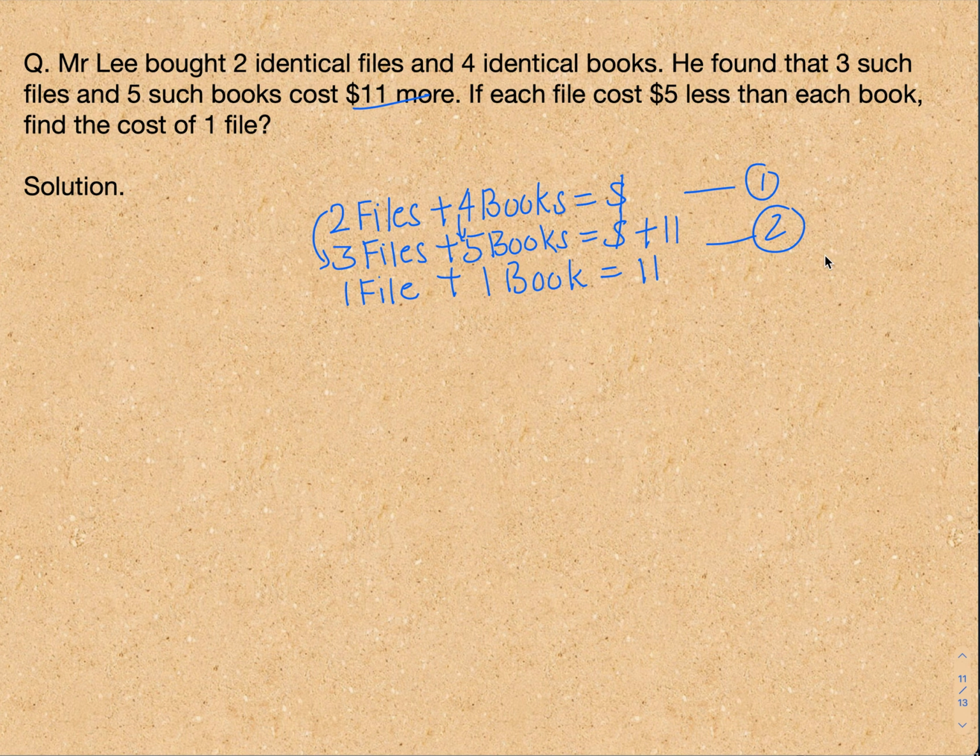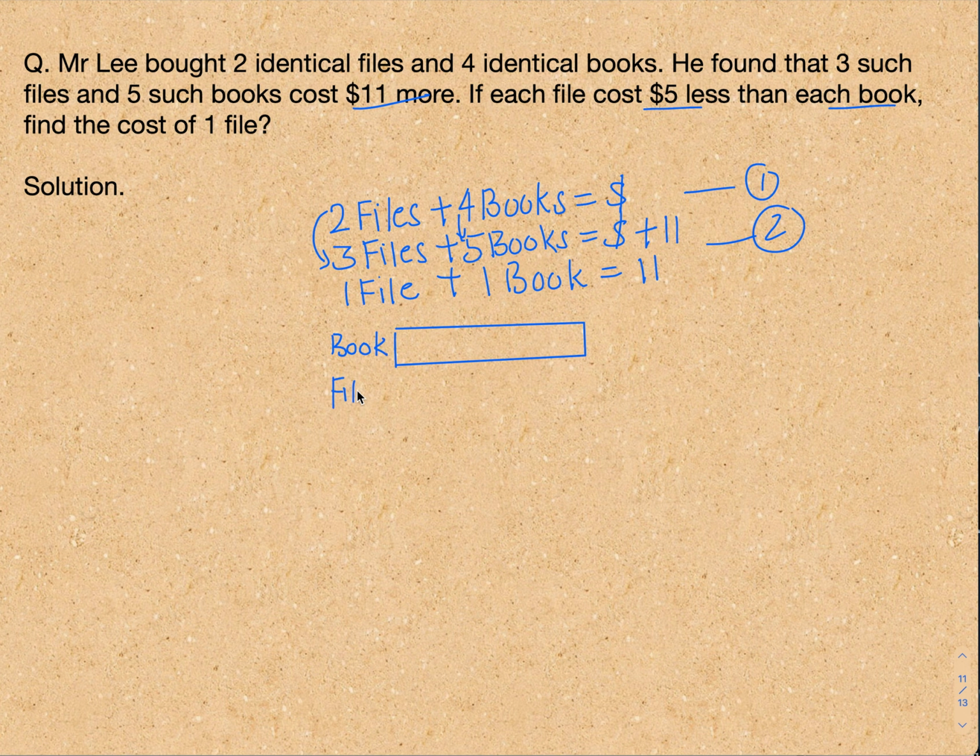Okay, now what else do we have? If each file costs $5 less than each book, which costs more? The book costs more, right? In other words, the book cost $5 more than the file. It's the same meaning. Now we have 2 things only, the book and the file. So now we are interested only in 1 book and 1 file. Let's say this is the cost of my book, so the file has to be 5 less.